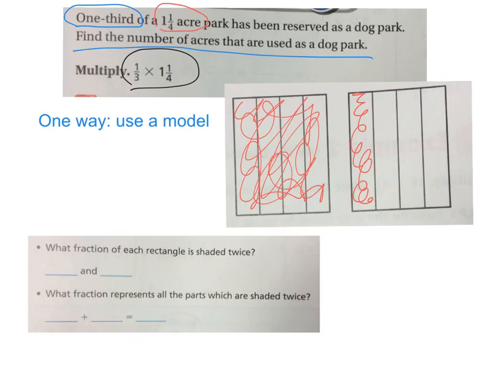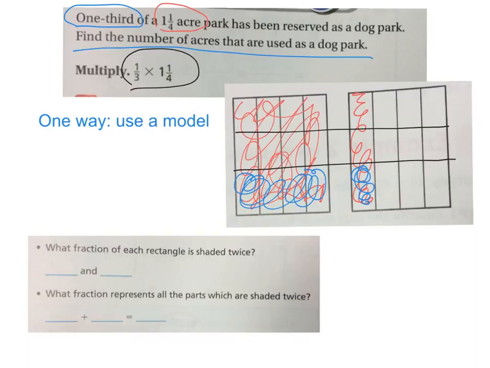But is all that red section the dog park? No, only the 1/3 of it. So I have to divide it into how many parts? 3. And divide the whole thing into 3. And I'm going to color in 1/3 of that in blue as well, right? So now the parts that have 2 colors is 1/3 of the 1 1/4. Would you agree? Yeah, we've learned this before.